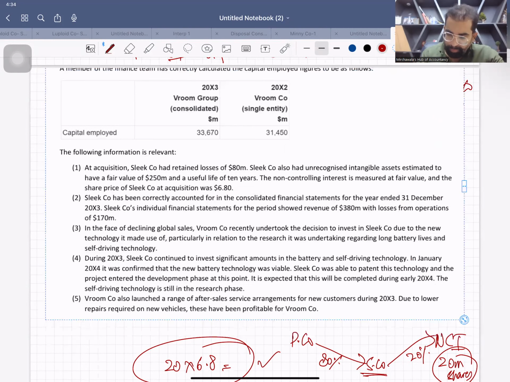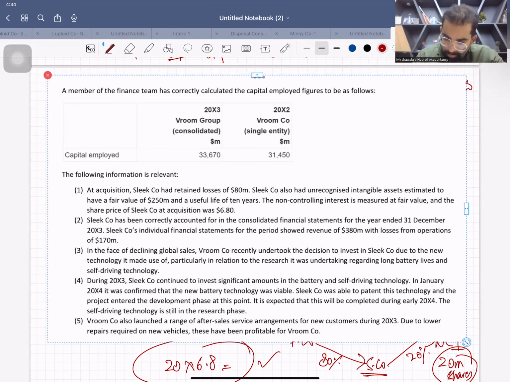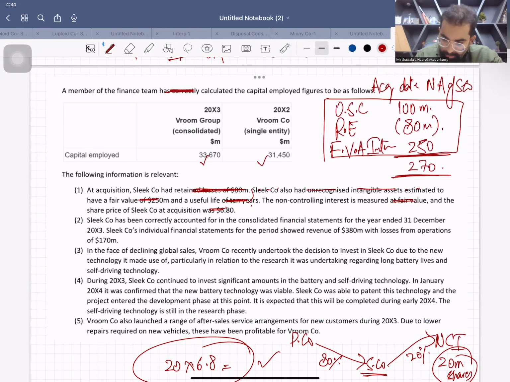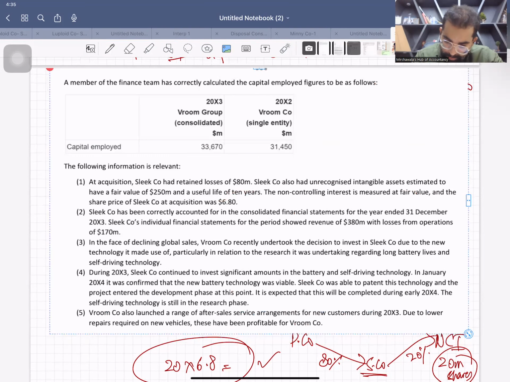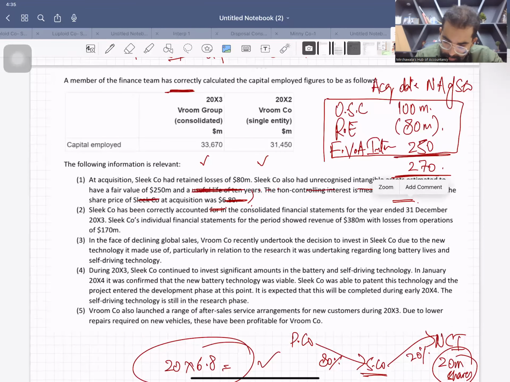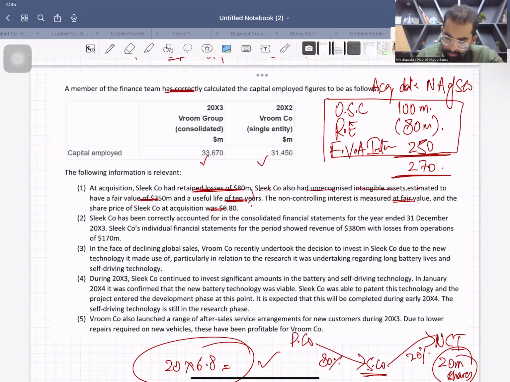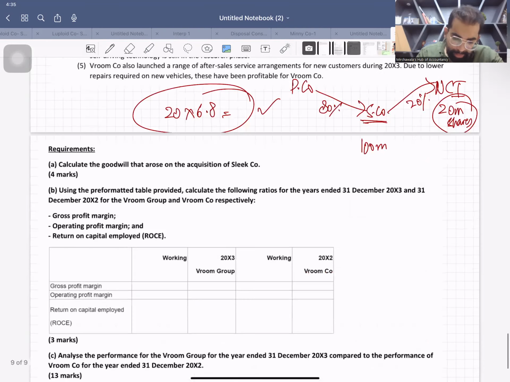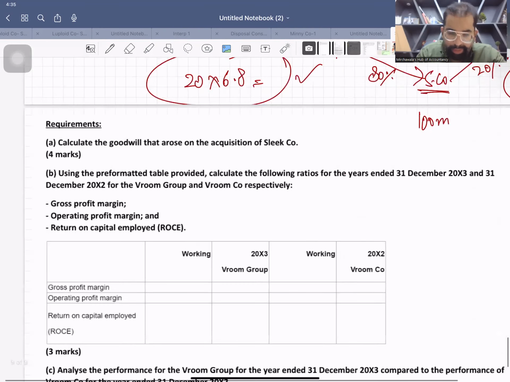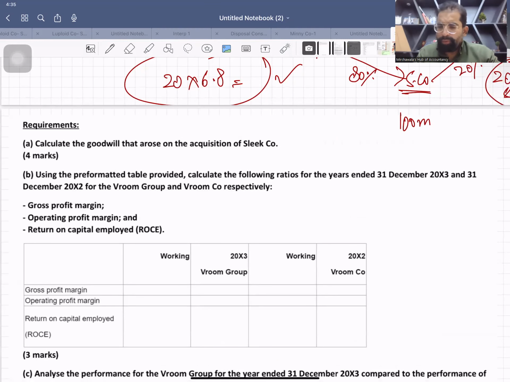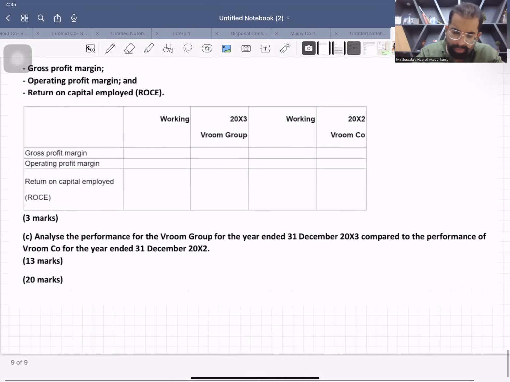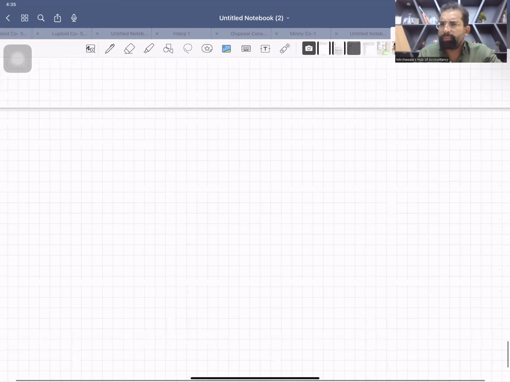So see the requirement number 1. Calculate the goodwill that arose on the acquisition. Very simple. We have to calculate goodwill. Let me help you with this. In simple terms, we can do it.